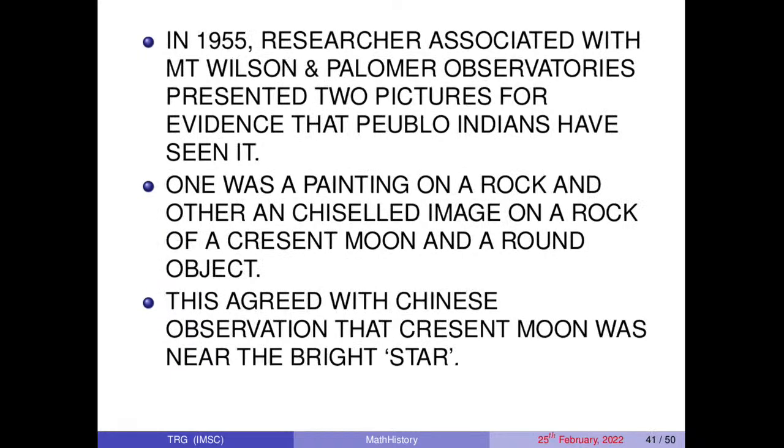In 1955, a researcher associated with Mount Wilson and Palomar observatories presented 2 pictures as evidence that some Indians in North America had seen it, because he saw a painting and chiseled image on a rock of a crescent moon and a round object. This is exactly what was written in the Chinese records also: the crescent moon, and by its side a dot, a star-like object, visible. So people could associate them, and the timing matched. So there was some evidence, from many different places.